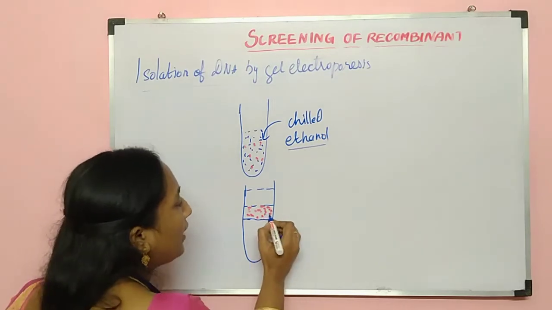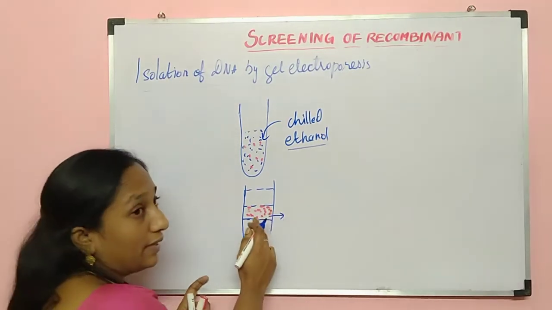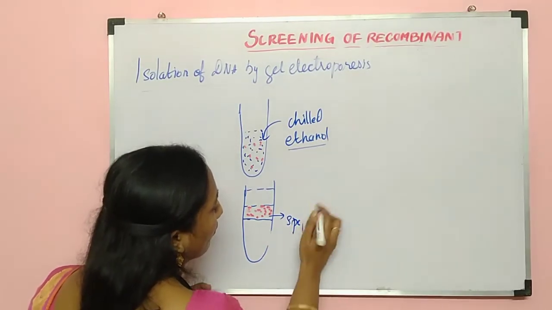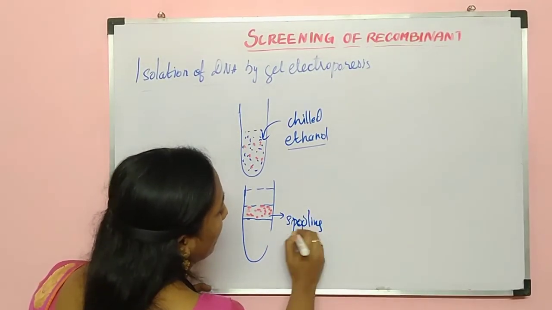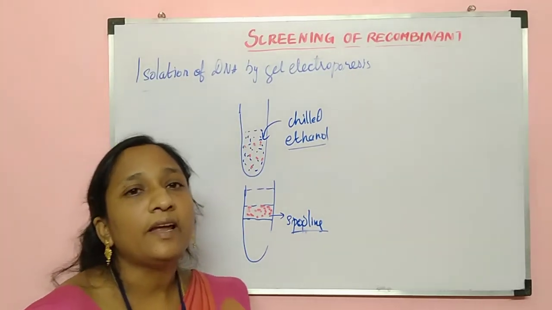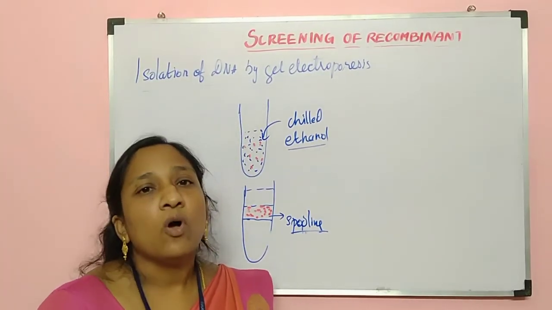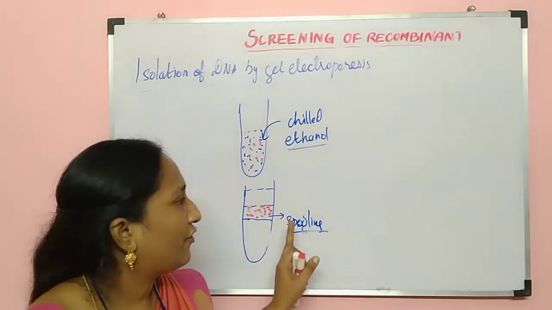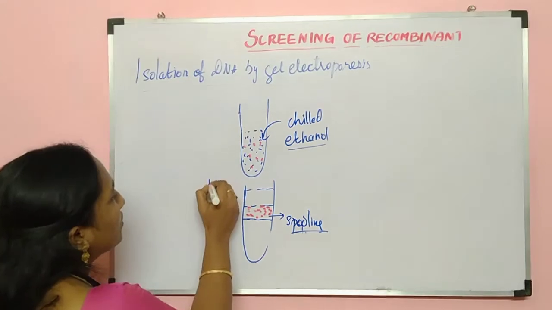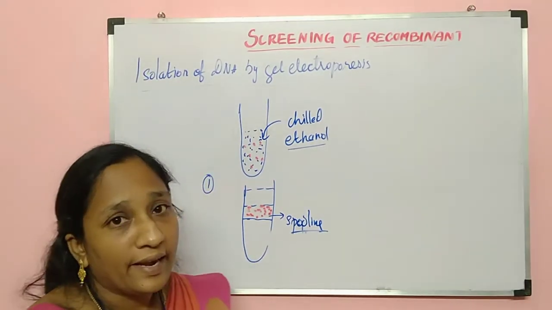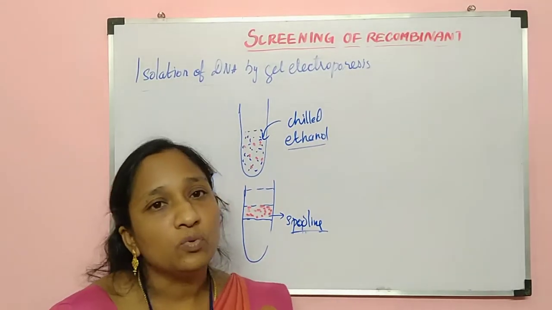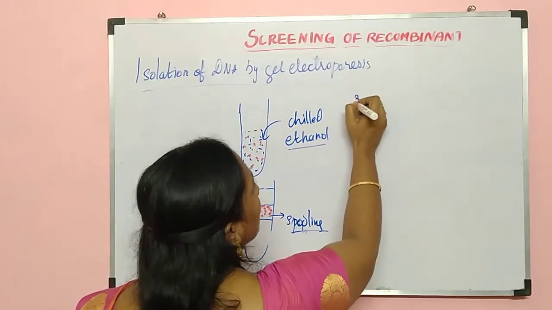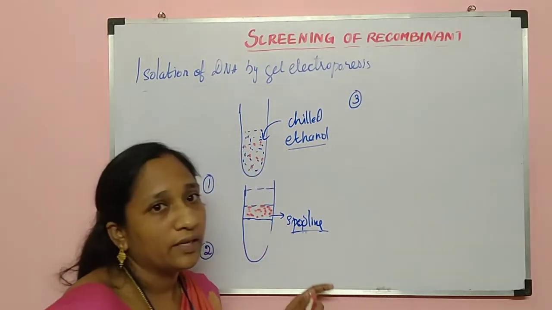So isolating or separating this DNA fragment is called the spooling method. How can we do this? By using a glass rod or a scoop, we can easily isolate the DNA fragment. So this is the first step for isolating the DNA. The next step is spooling. And the third step is using the agarose, that is, electrophoresis.